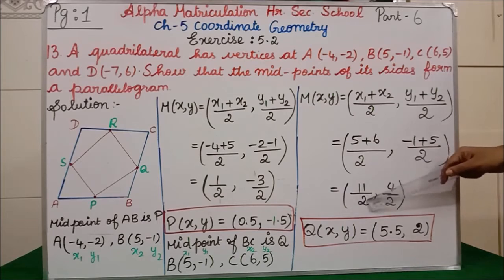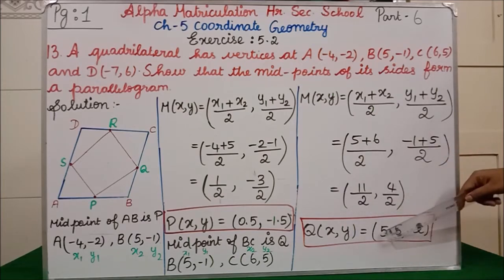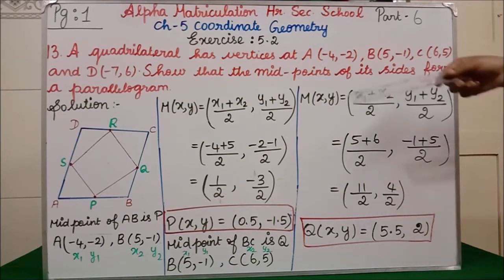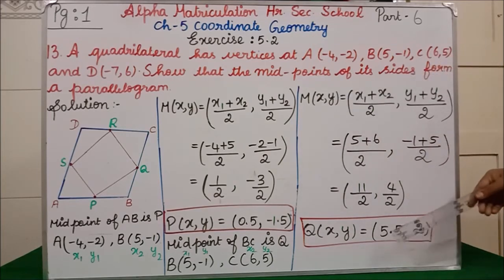So 11 divided by 2, if you cancel, we are getting 5.5. 4 divided by 2 means we are getting 2. Here we have got the Q point also. What is that? 5.5, comma 2. Similarly, next we have to get R and S.